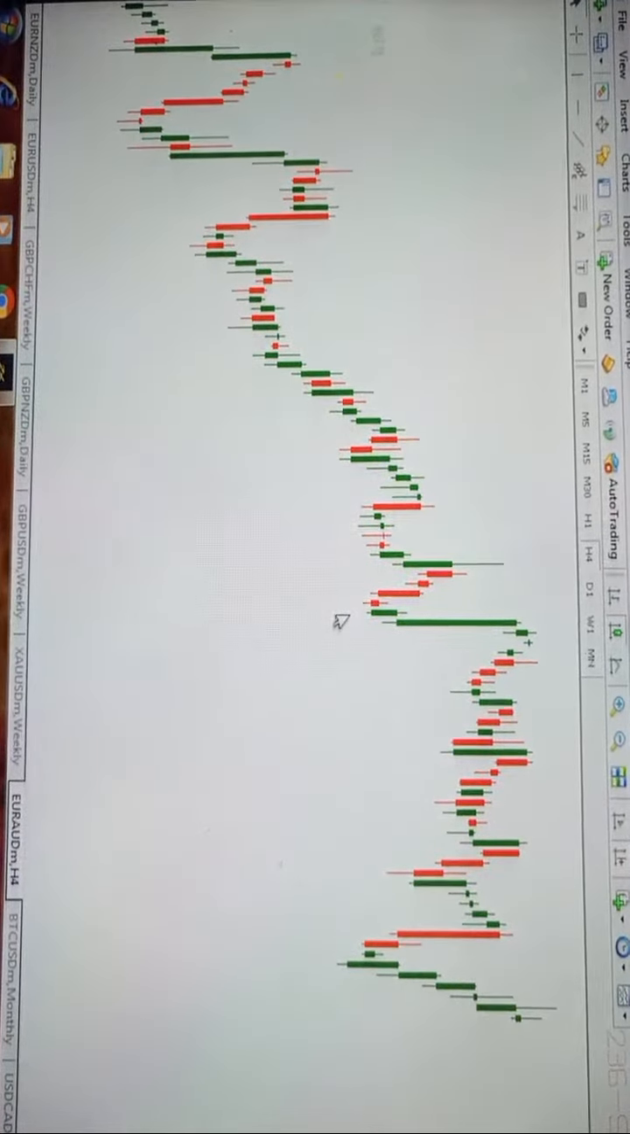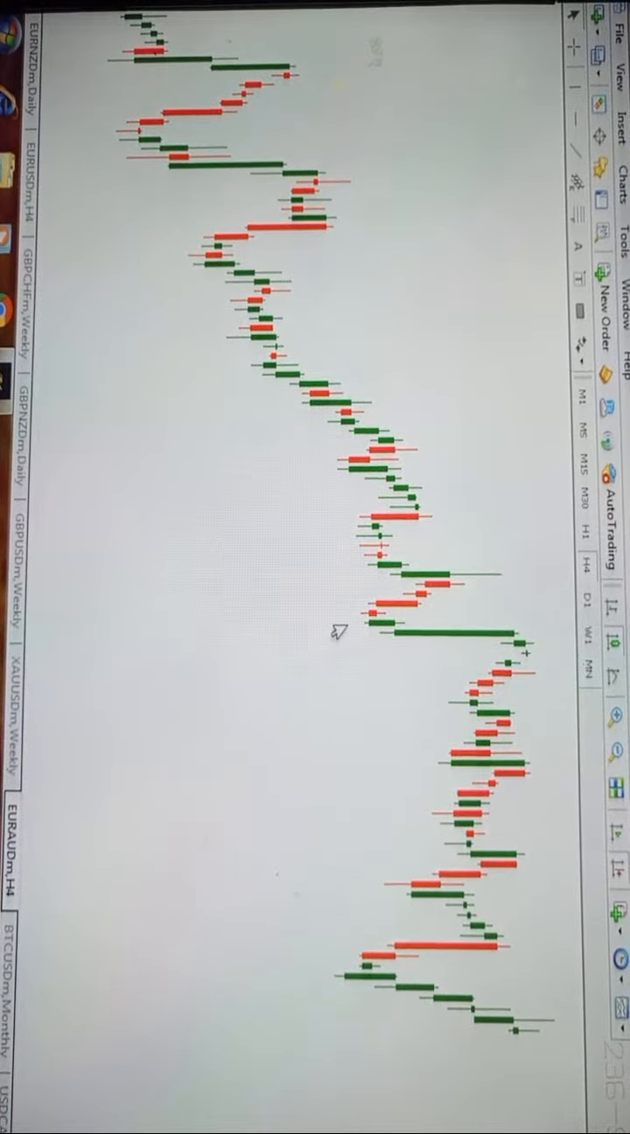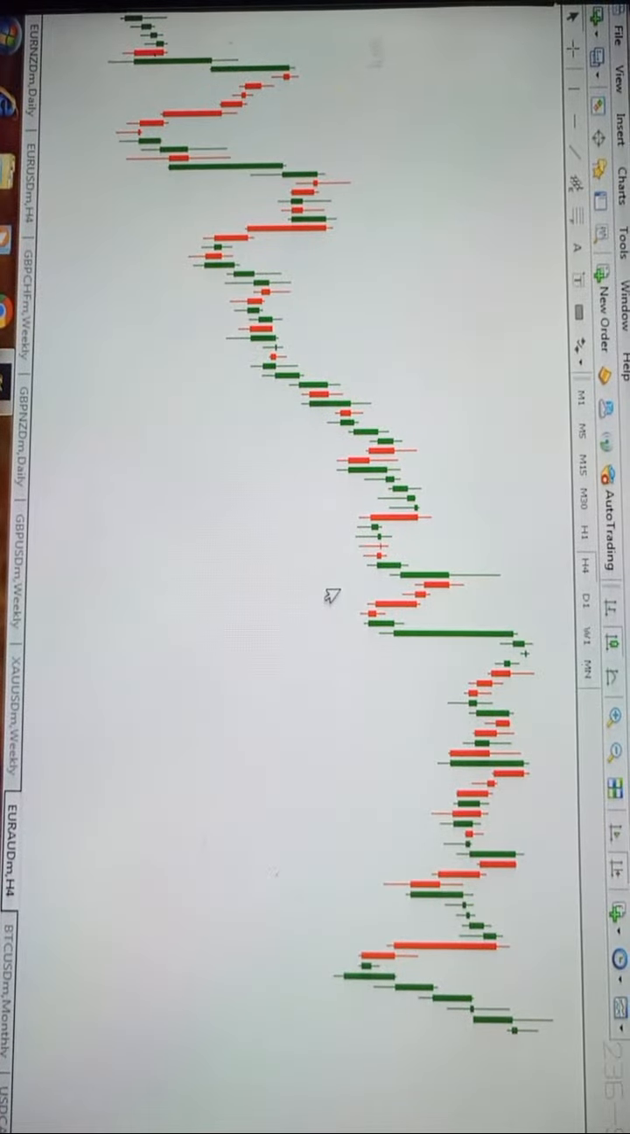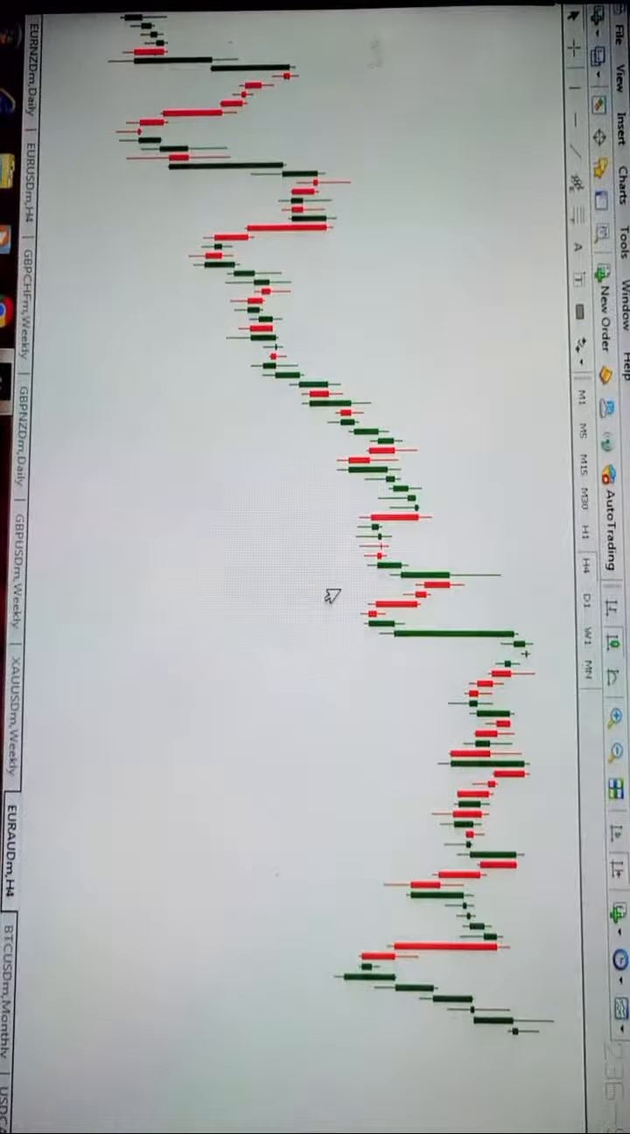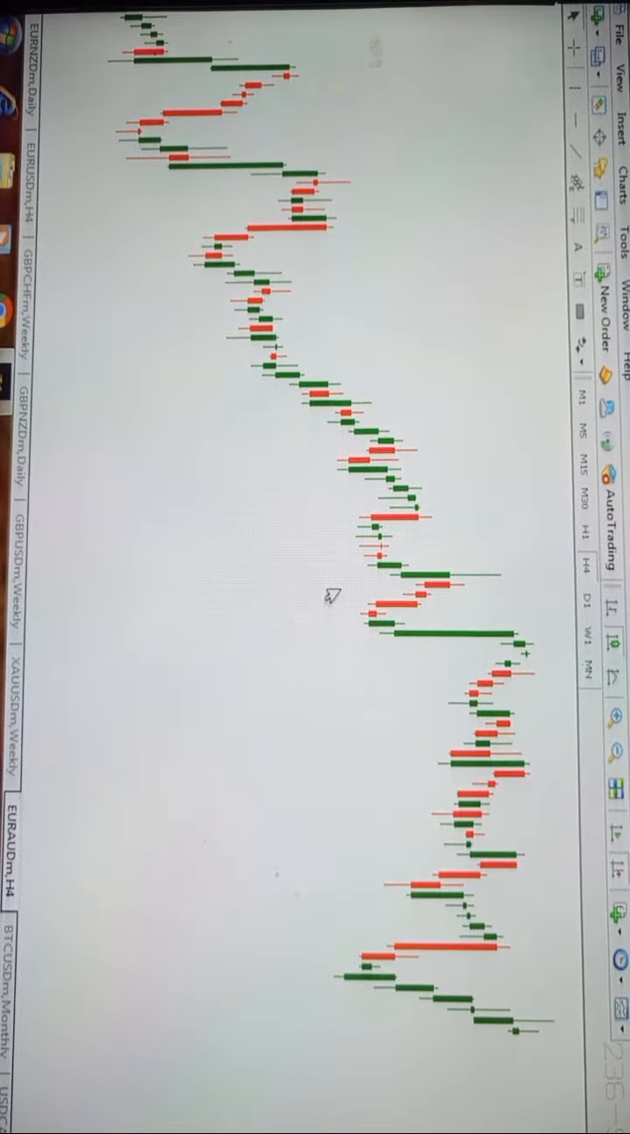Please tell me if my chart is not clear. Yes, it's fine. Just a moment. I'm working on it.